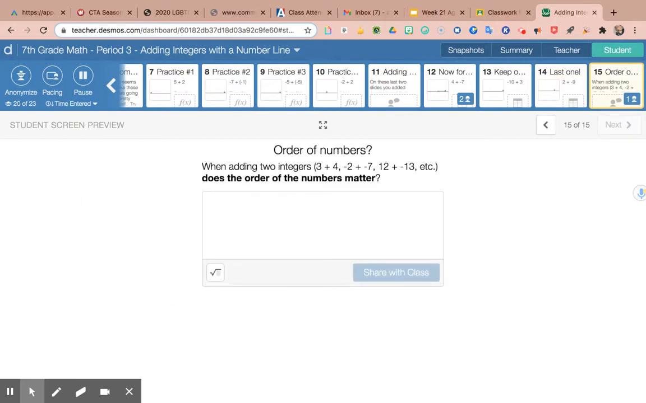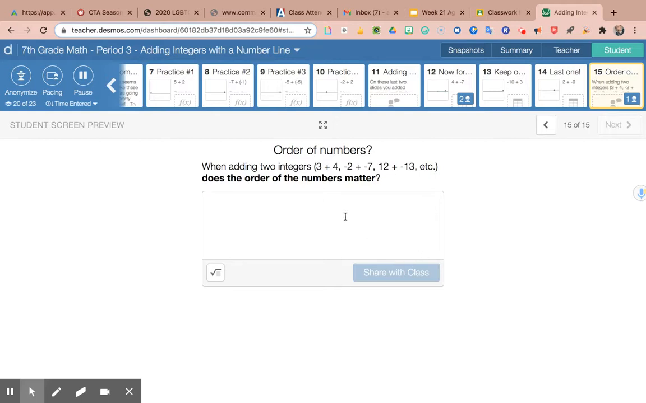For the last one, it says when adding two integers like 3 plus 4 or -2 plus -7 or +12 and -13, does the order of the numbers matter? So in other words, does the order I add in change my answer? Think about that. Does the order I add in change the answer? Is 100 plus 2 the same as 2 plus 100? Does the order change the answer? So when adding two integers, does the order matter?